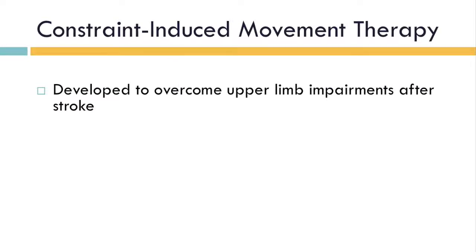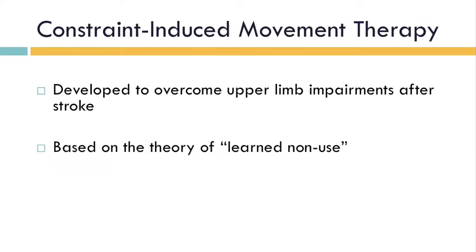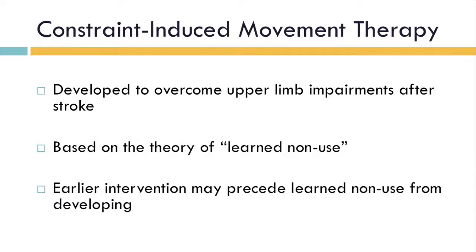It is based on the theory of learned non-use, which develops as the patient begins to compensate for difficulty using the impaired limb by increasing reliance on the intact limb. CIMT is then applied with the hypothesis that earlier intervention may prevent learned non-use from developing.